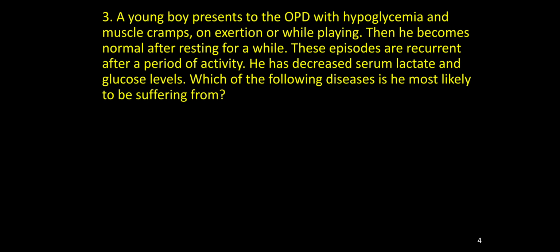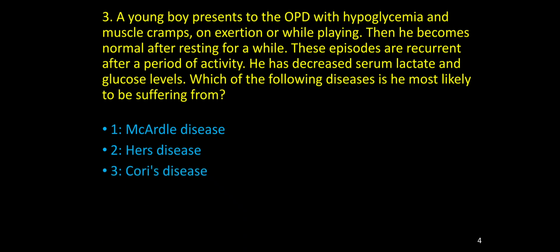Hypoglycemia can occur in so many conditions, but here along with the hypoglycemia, another condition is written: muscular cramp while playing or during exertion, and it also becomes normal after some time. Second thing, this episode is occurring frequently. So here we have a hint about hypoglycemia and muscular cramp. Now we will look over the different options: McArdle disease, Hers disease, Cori's disease and Anderson's disease.